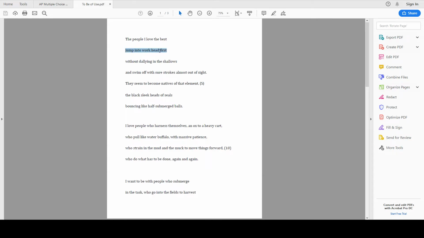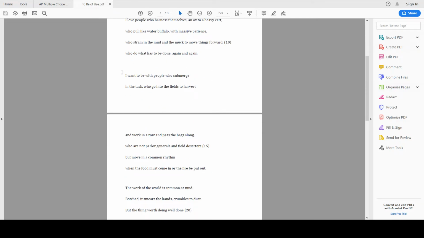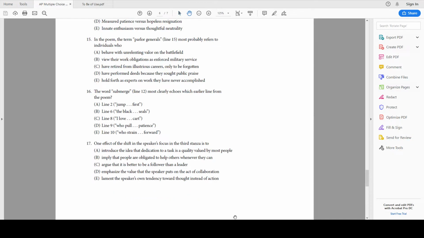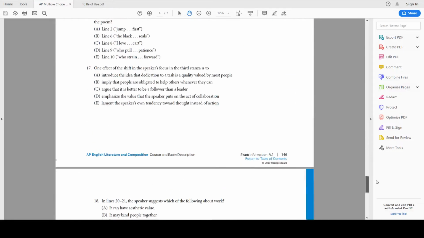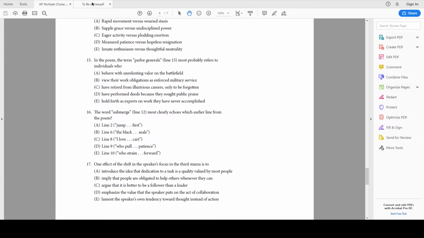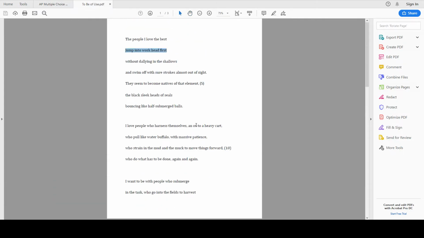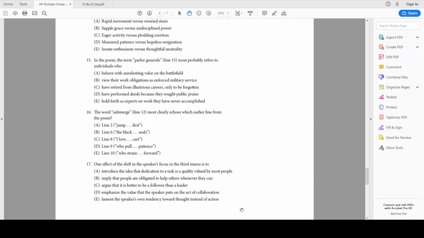So jump into the work head first, submerge in the work. That's tempting, right? Because if you go in head first into something, you're going to be covered in it. You're going to be submerged. Okay, sounds pretty good. How about B, line 6, the black seals. So submerge in the work versus the black heads of seals who are natives of that element. I don't think that being submerged is like being native to that element necessarily.